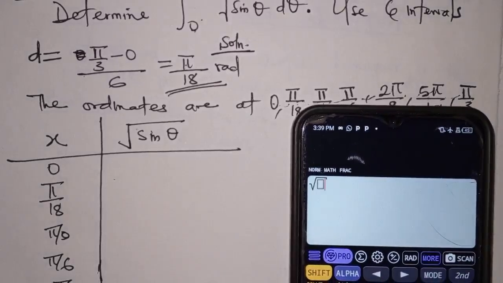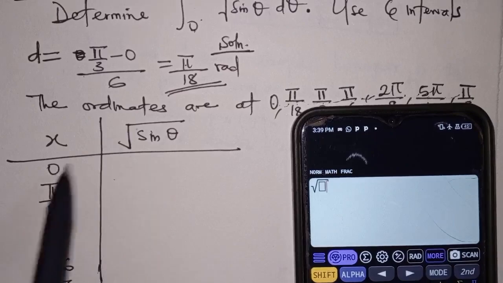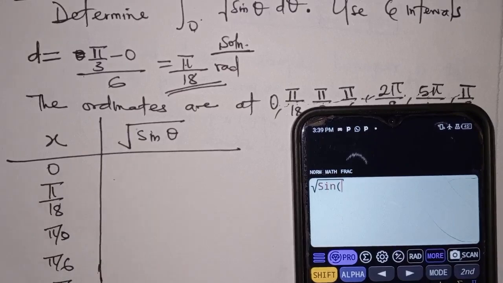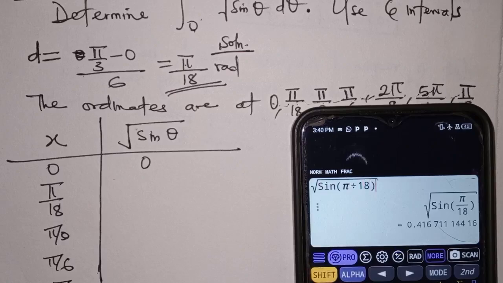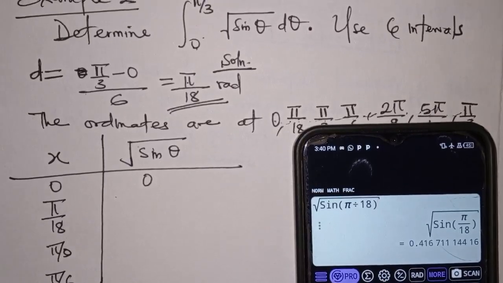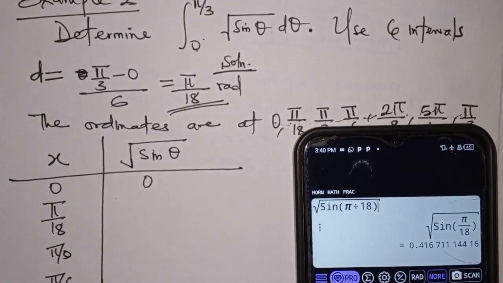The square root of sine, let's start with the first one. My calculator is in radians, so I'm good to go. Sine 0. That's 0. So I'm writing 0 here. Sine pi over 18. In the question, I didn't state it, but we have to leave this solution to 3 decimal places. But meanwhile, I want to work with 5 decimal places. That will be 0.41671 to 5 decimal places.